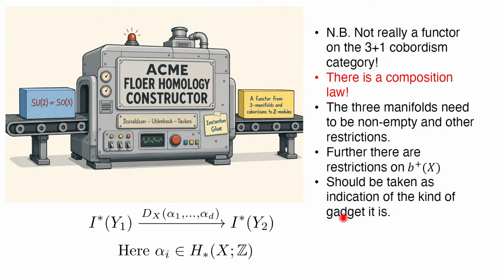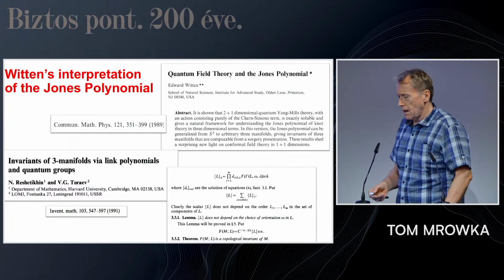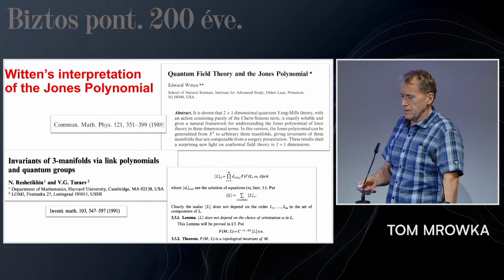The restrictions on the 3-manifold in the first pass are restrictions on B+. And again, you shouldn't take the TQFT thing as a proper definition. You should take it as an inspiration. And then of course, Donaldson, Uhlenbeck, Taubes, they were very important in this, and you got to glue those instantons. Although this probably won't come up again in the talk.